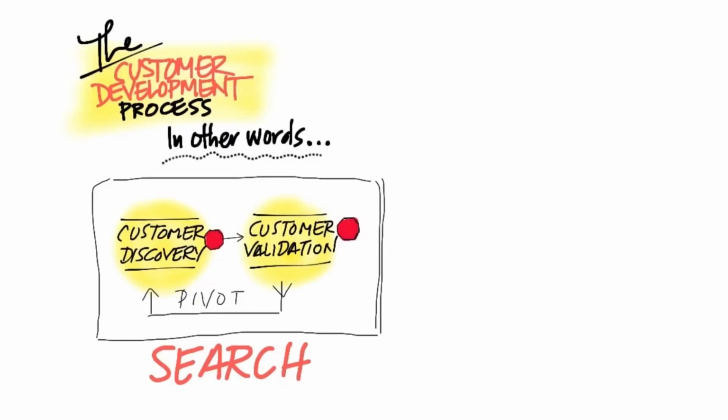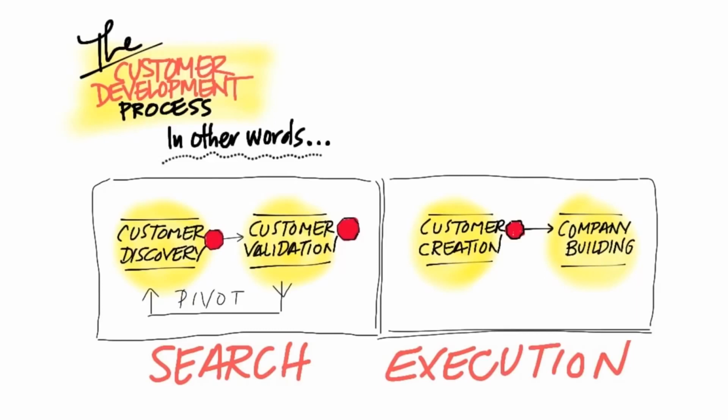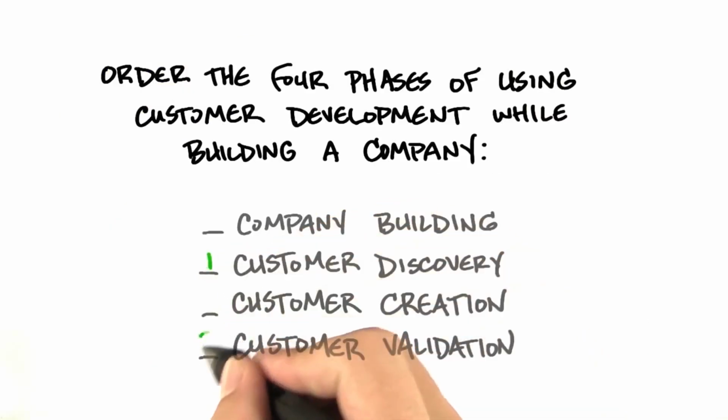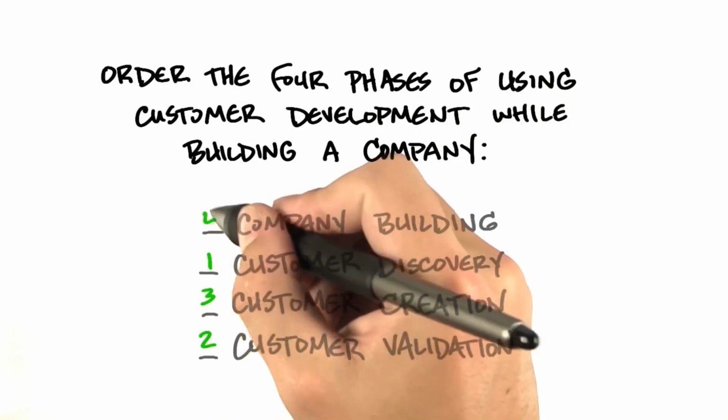Once you find this repeatable and scalable business model, then you go into the execution phase of customer development. That's about creating end-user demand and scale, called customer creation, and then building the organizations to build your company for scale by transitioning from customer development into a functional organization that's oriented for constant and rapid execution. The order is customer discovery, customer validation, customer creation, and company building.